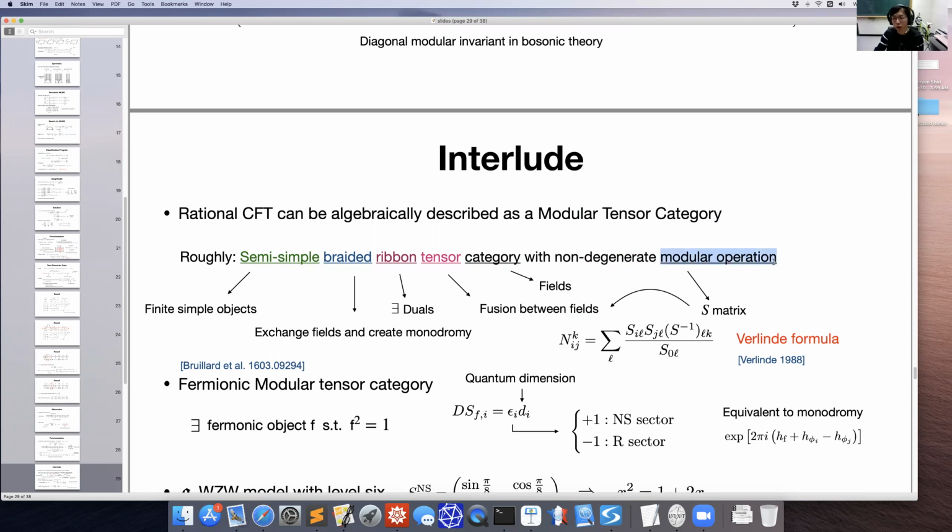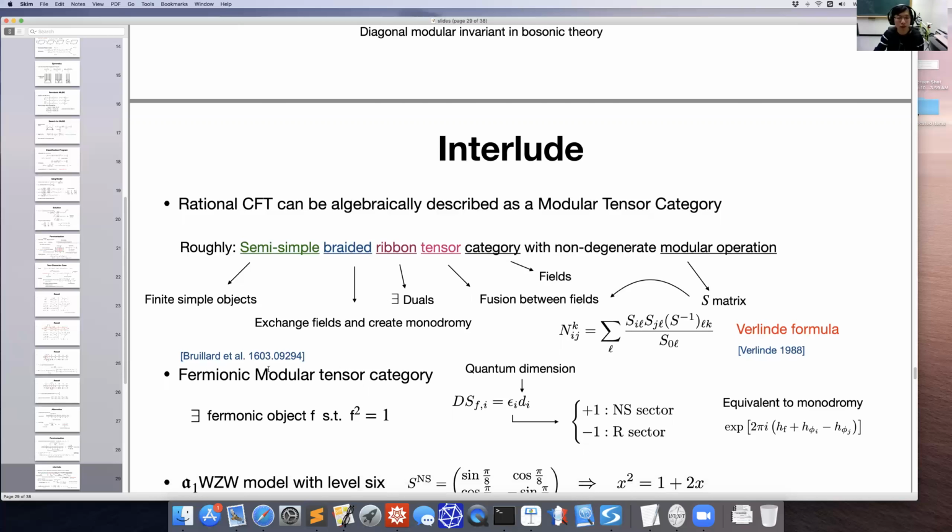Yeah, and the most important point is that in the modular tensor category, we should have a modular operation, which means that we should have an S matrix. And there's a beautiful formula first conjectured by Verlinde, the so-called Verlinde formula, where you can express the fusion rules. So the N_ijk, the coefficients appearing in the fusion rules, can be determined in terms of the S matrix.